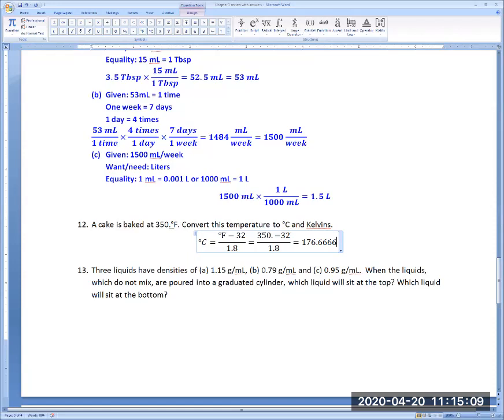But if you do 350 minus 32 divided by 1.8 without using parentheses or entering the intermediate answer, you will get 332.222, right? It's wrong because the calculator does 32 divided by 1.8, and that's what it subtracts from 350 instead of doing the subtraction first. So just be aware of how you use your calculator. So here it's degrees Celsius, and we need to round this properly.